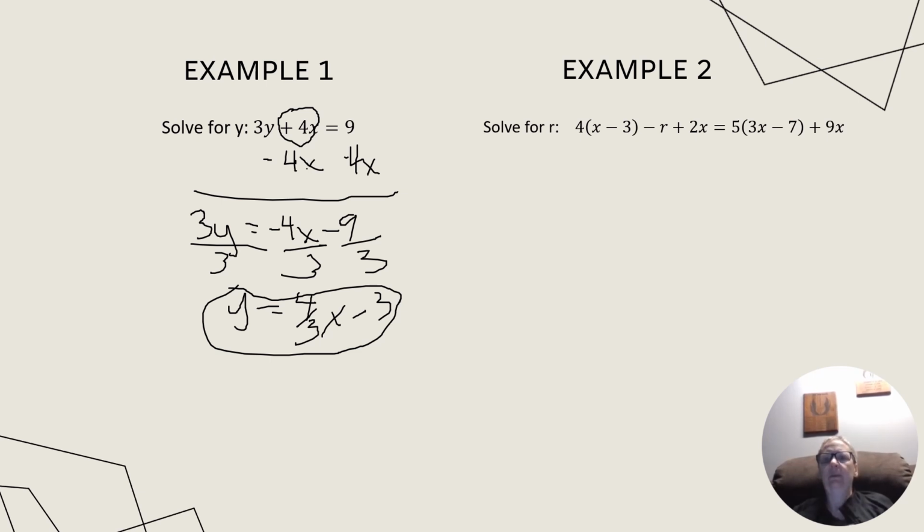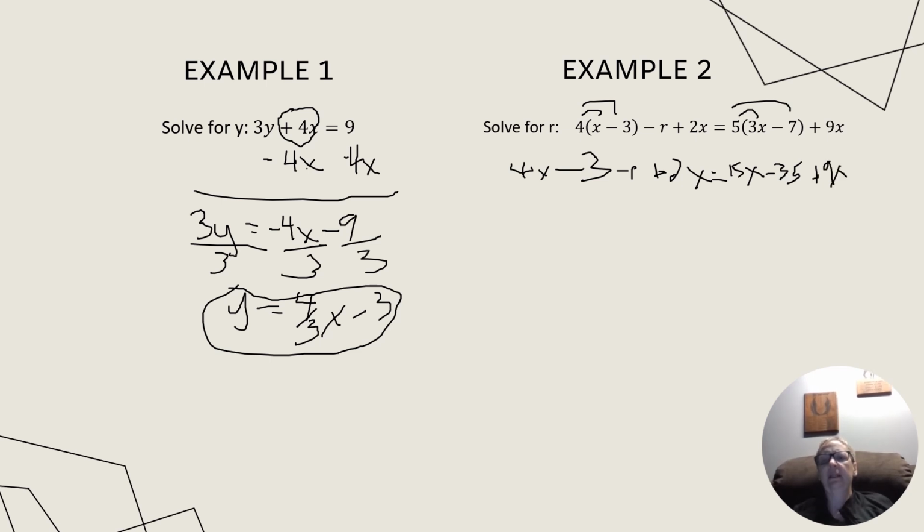All right, this one's a little bit more complicated. It's got some distribution going on. I want to solve for r. There's only one r in the equation right now. So I'm going to start by simplifying the left and the right side, just like I would if this is a normal equation. So I'm going to distribute here, and I'm going to distribute here. So I've got 4x minus 3, copy the minus r, copy the plus 2x, and then the other side, 5 times 3x is 15x, 5 times 7 is 35, negative because of the negative 7, and then plus 9x.